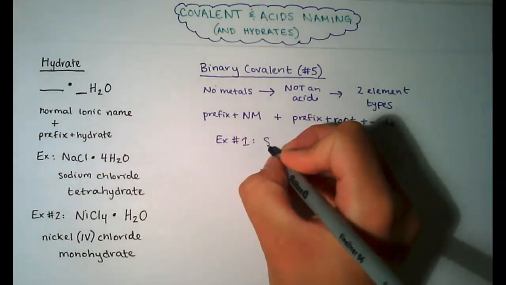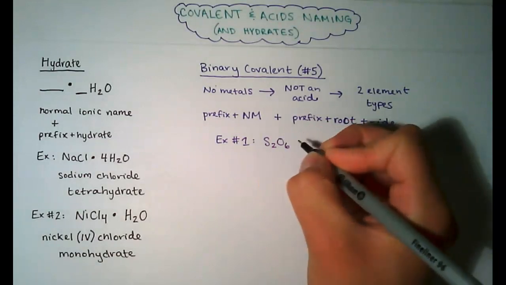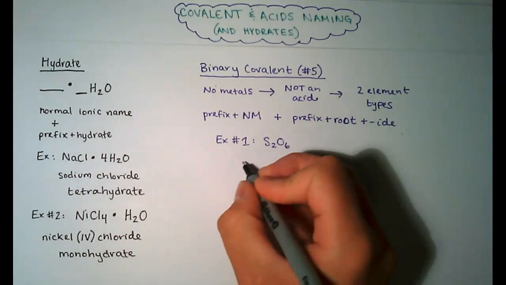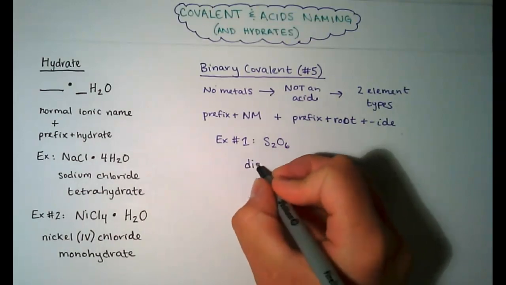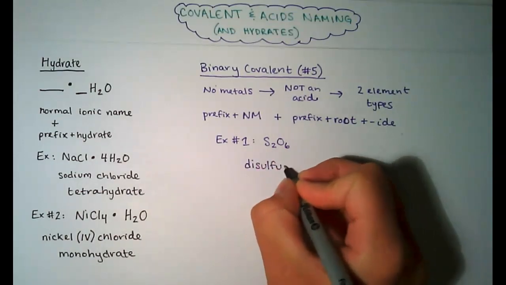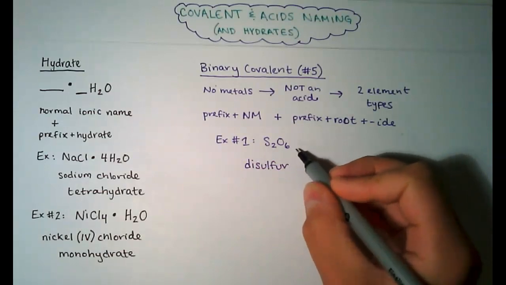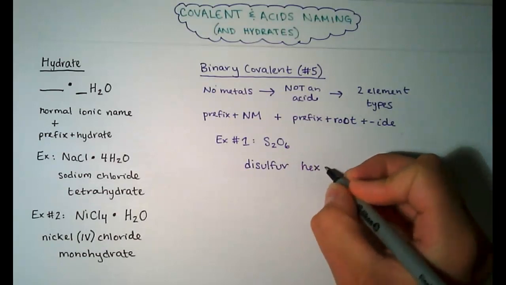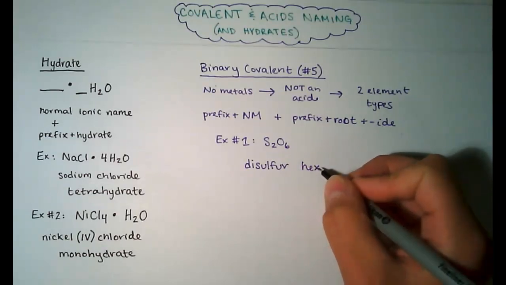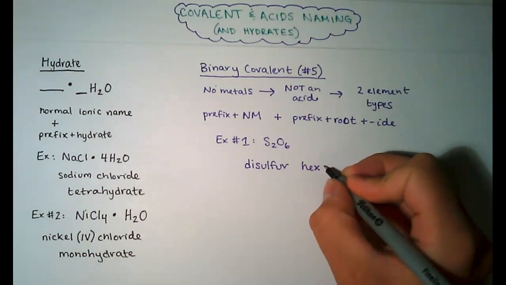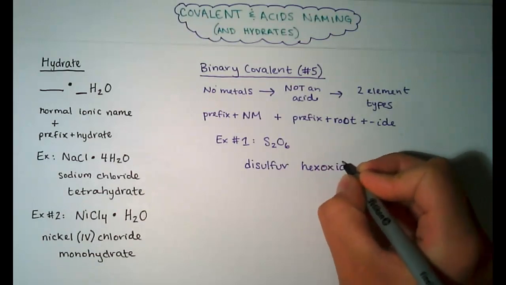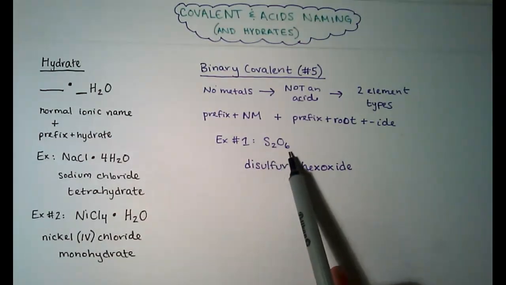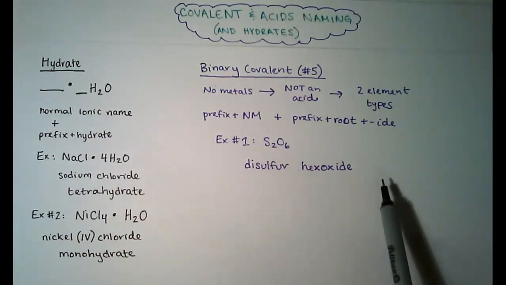So example number 1, let's do S2O6. So we have 2 sulfurs, so our prefix that means 2 is di, so I'm going to put disulfur. And then as a separate word, I'm going to put a prefix that means 6, which is hexa, hex, and then we don't actually put the A with oxygen, we just put hexoxide. Change that ending to IDE. So S2O6 is disulfur hexoxide.